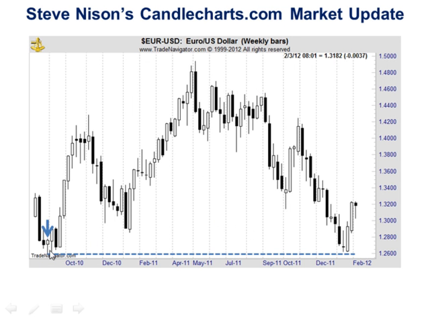So let's look at the first pattern we're going to be talking about today. This is a hammer, and this is a weekly chart. Although this is the Euro US, don't worry if you don't trade Forex. Everything we talk about in this market update and all our sessions can be used in all markets and all time frames.